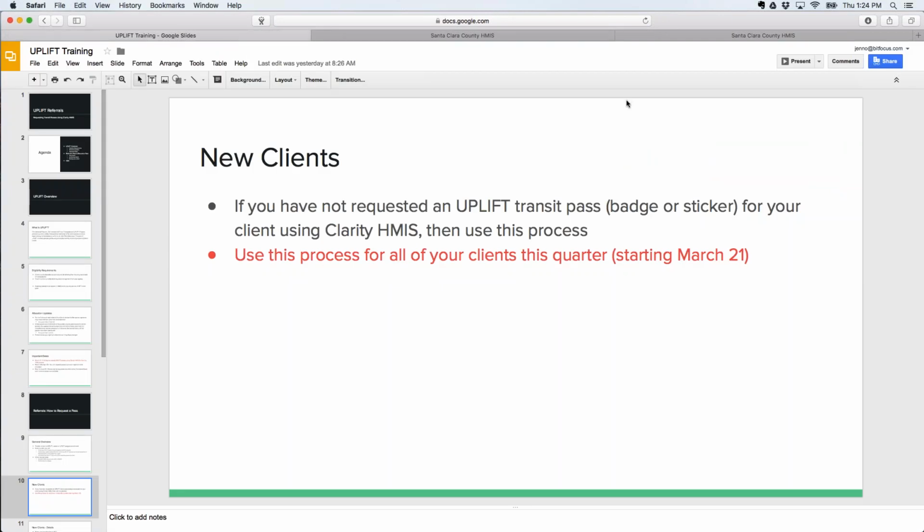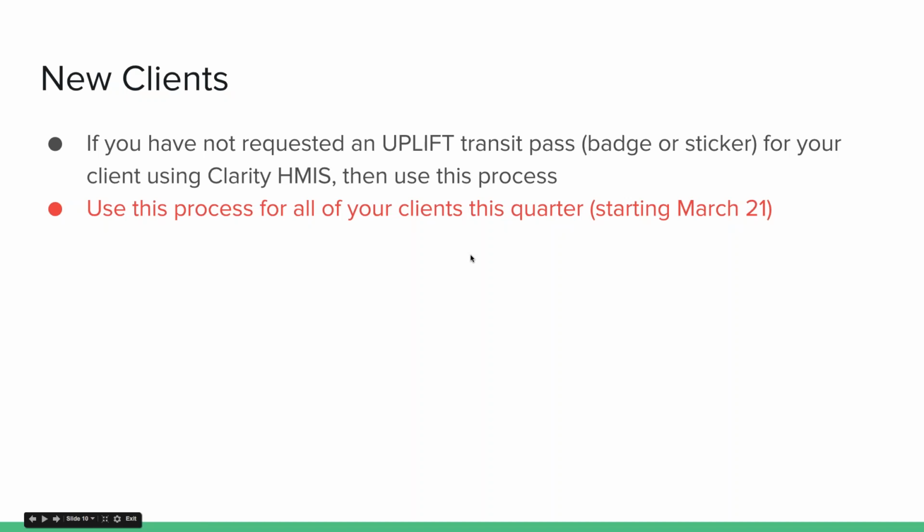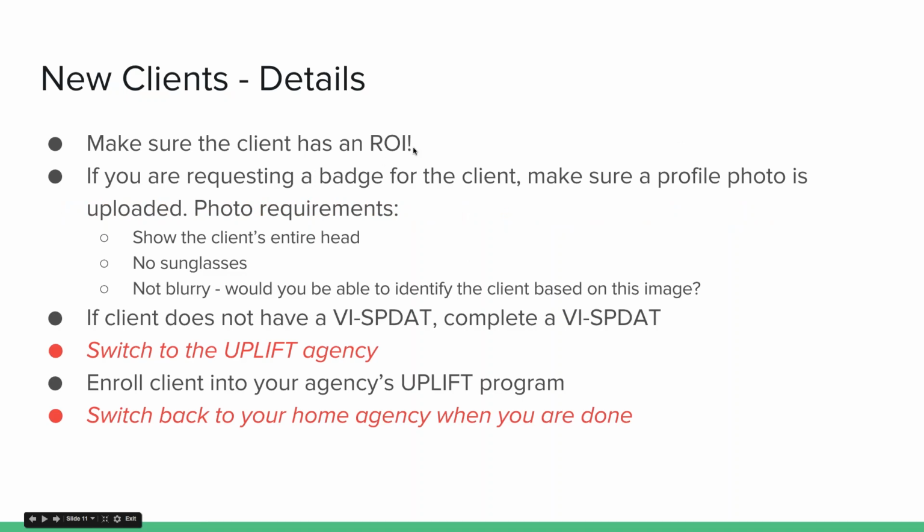So to recap, for new clients, you're going to make sure the client has an ROI. If you're requesting a badge for the client, you're going to make sure that their profile photo is uploaded. If the client does not have a VI SPDAT, you're going to complete a VI SPDAT for them. Then you're going to switch to UPLIFT. You're going to enroll the client into your agency's UPLIFT program. And then you're going to switch back to your home agency when you're done.